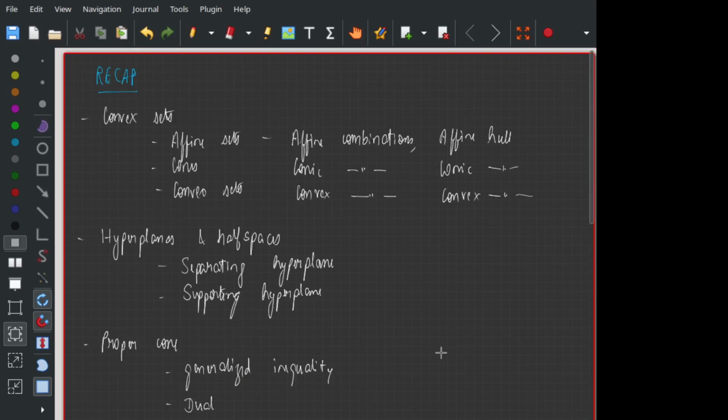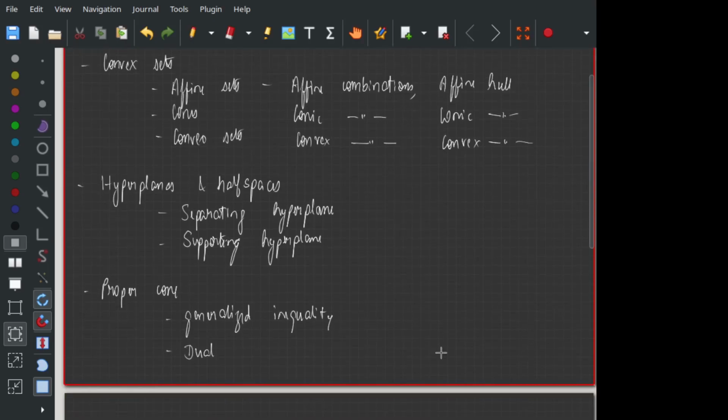And we also saw that it's possible to generate new convex sets from old convex sets. For example, if you take the intersection of any number of convex sets, then the corresponding set is also convex. The Minkowski sum of two convex sets is also a convex set, and so on. So we looked at various properties of convex sets and how to generate new convex sets from old.